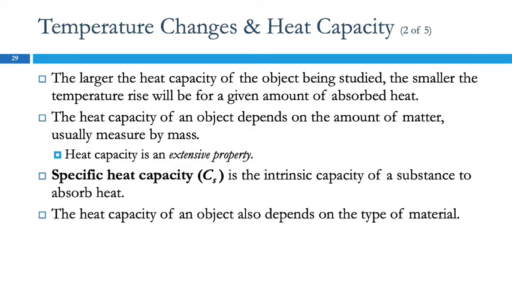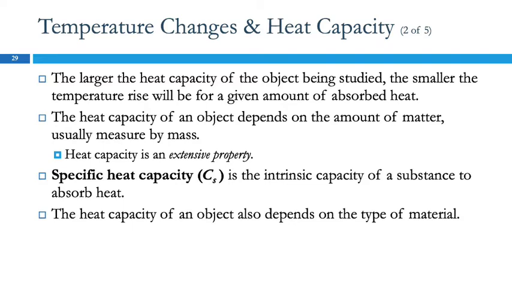The larger the heat capacity, the smaller the temperature change for a given amount of absorbed heat. But the heat capacity is going to depend on the amount of matter. A big chunk of something is going to take more energy to heat up than a small chunk, right? Heat capacity depends on the size of the object or the system. So we say heat capacity is an extensive property. It depends on the size. Well, that's not as useful. Makes things a little more complicated.